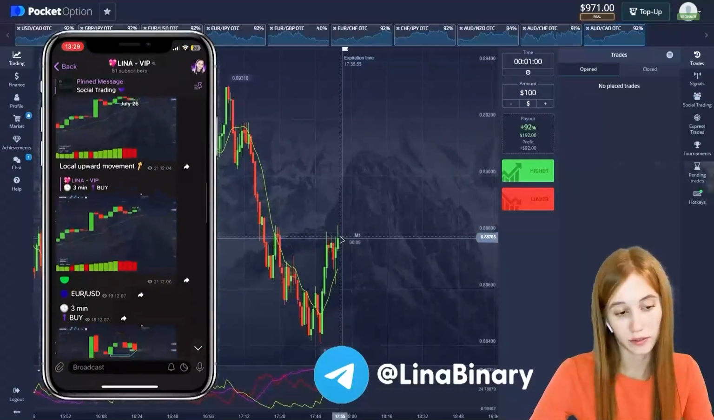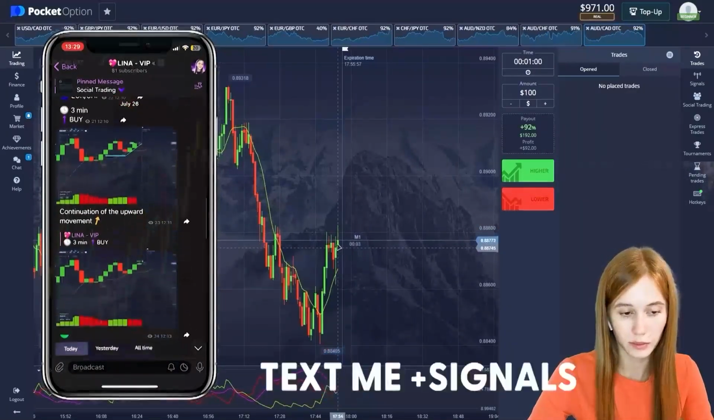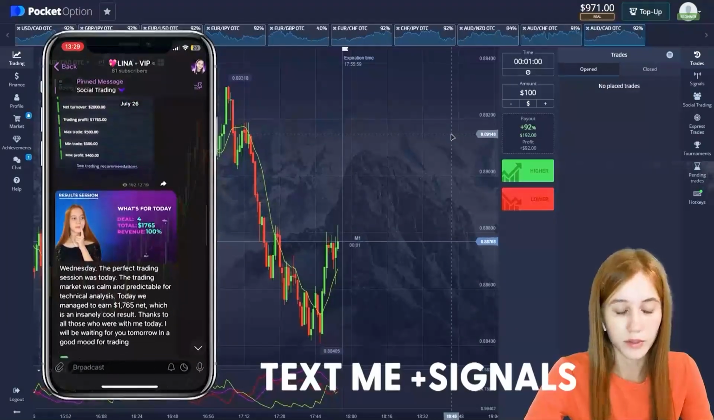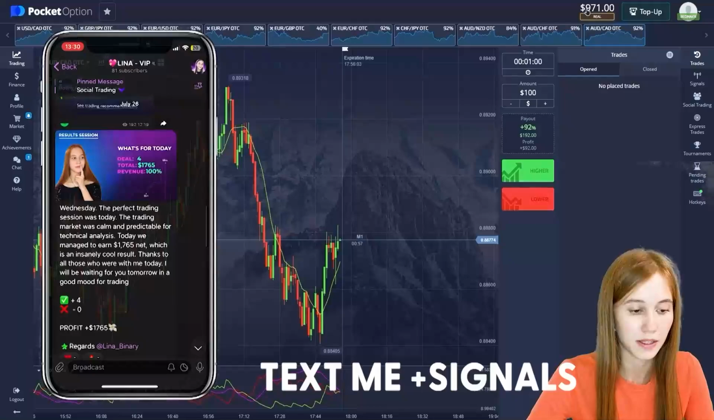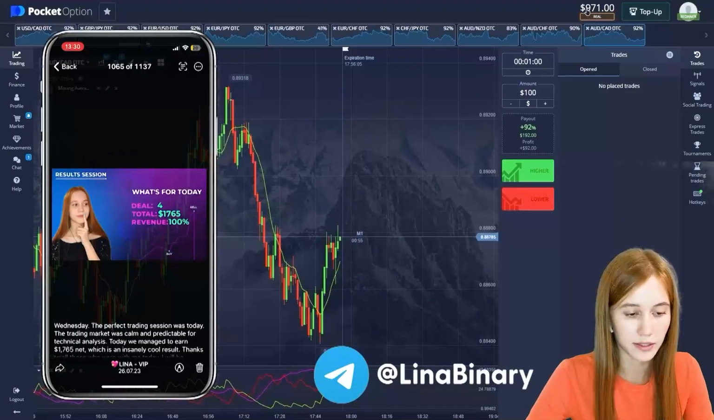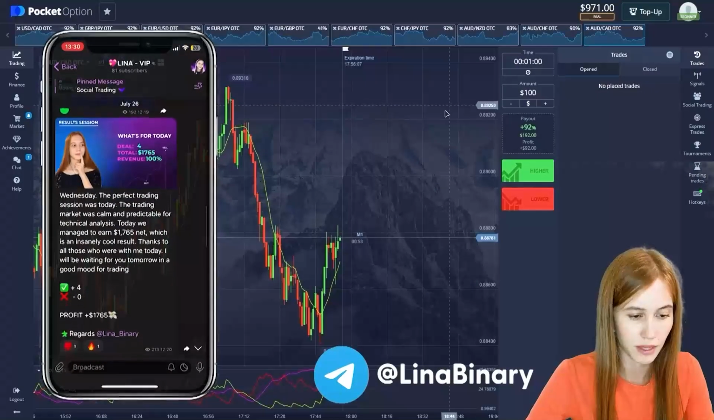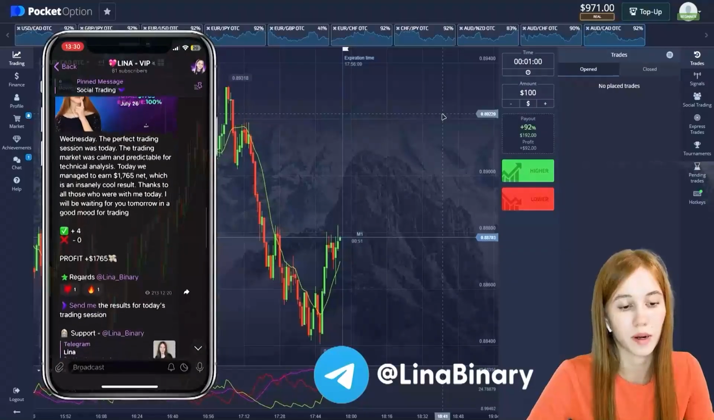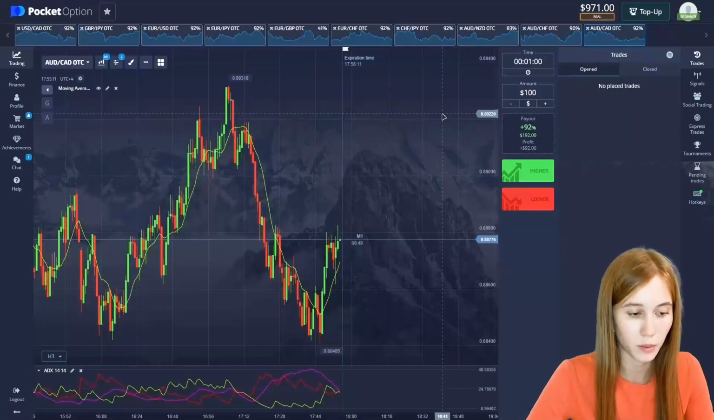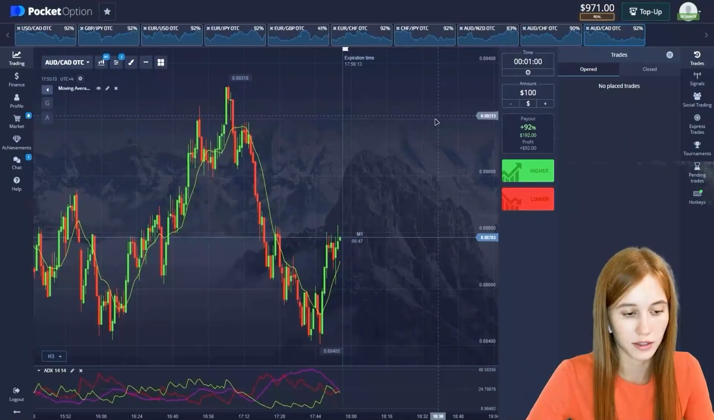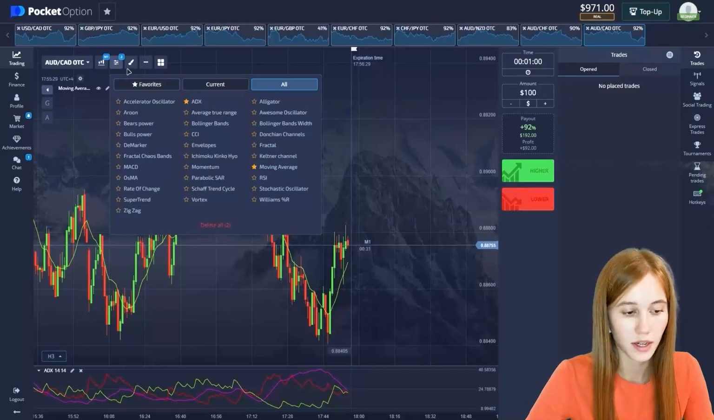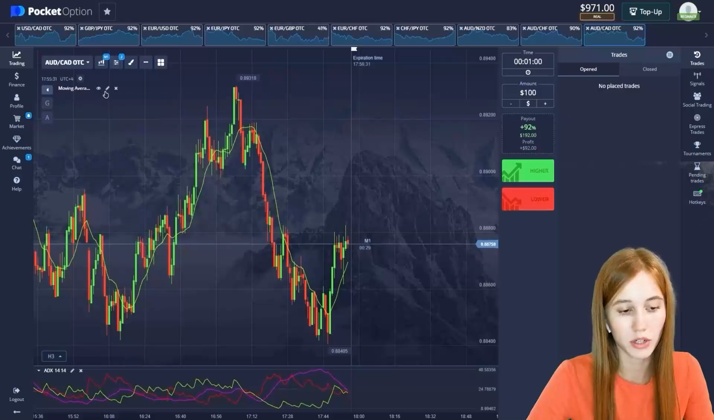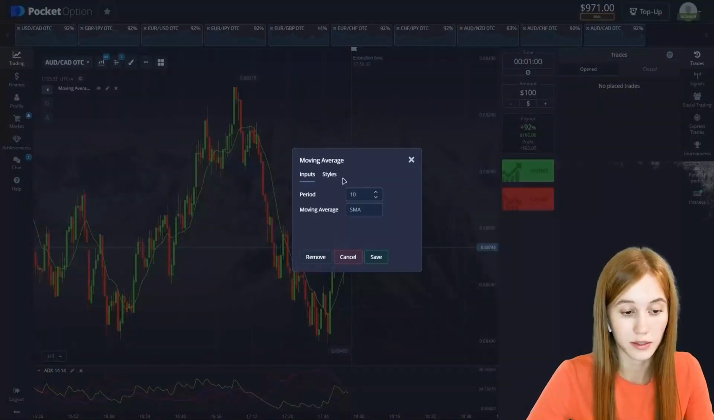So we have improved the balance. Well, the current balance is almost $1,000 and we started at $100. Let's go through the settings. The deal amount was $100. We traded on minute deals and there was a minute time frame. We used two indicators, ADX and moving average. Let me show you the settings.